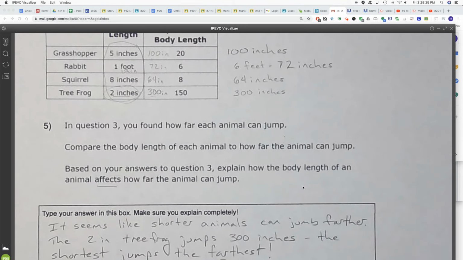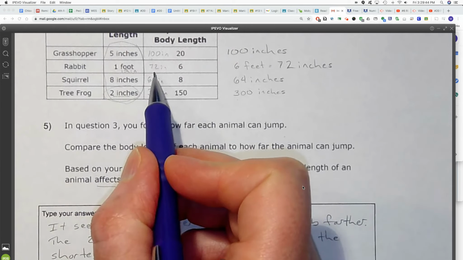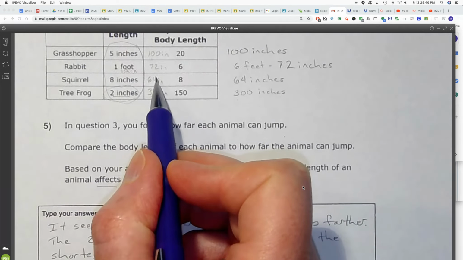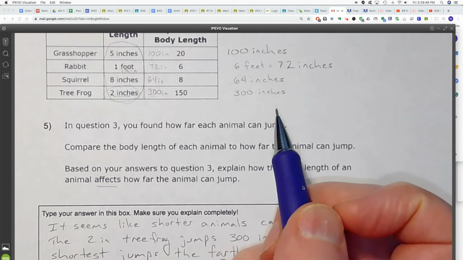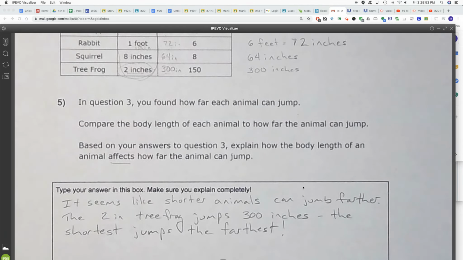Or maybe I say something like the 2 shortest beat the 2 longer ones. Now I notice that it doesn't quite work out that the longest one didn't jump the shortest, but it's close to this middle one. So you might have a different answer as long as you have something that explains how shorter or longer animals jump farther or shorter. You just need to explain some relationship you see, and you should use a little bit of data in there. Okay.